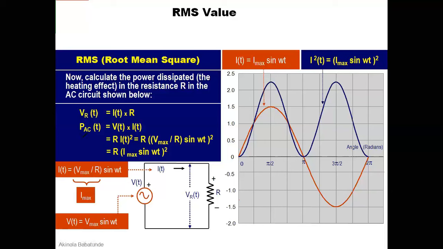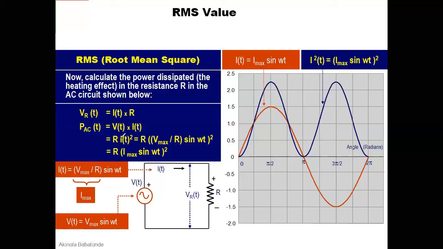So AC power will be equal to V of t multiplied by I of t. We know power is equal to VI under normal circumstances, as discussed earlier. If you combine these two together, PAC will be equal to R multiplied by I of t squared. And our I of t is usually given as I max sine omega t. Omega is our angular frequency, and you can see we have time here. I max represents the amplitude, the maximum current that we have.